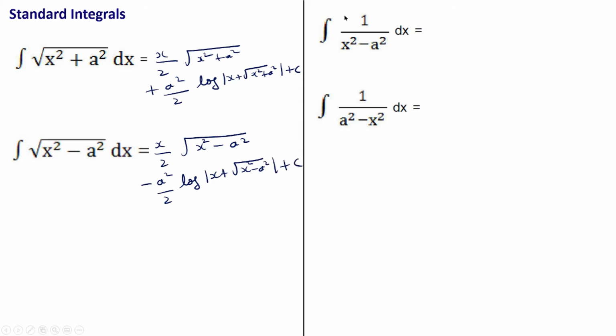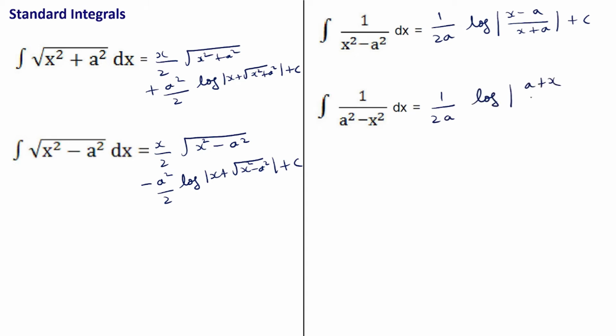And next we have integral 1 by x square minus a square dx. It is 1 by 2a log mod x minus a upon x plus a plus c. Then we have integral 1 by a square minus x square dx. It is equal to 1 by 2a log mod a plus x upon a minus x plus c. So these are the formulae for some of the standard integrals.